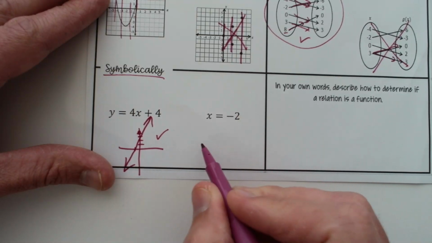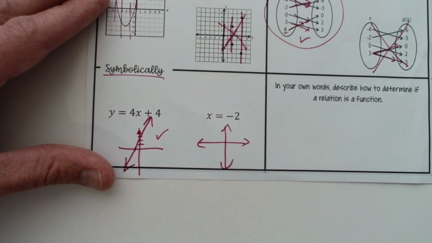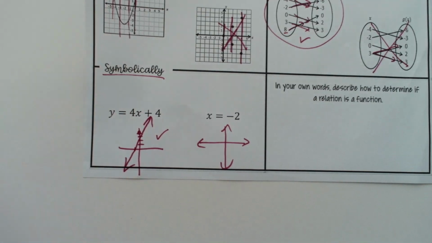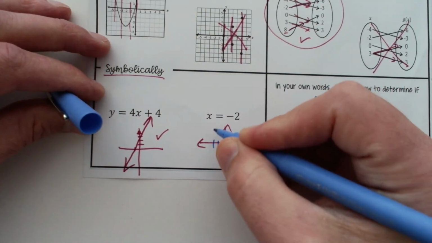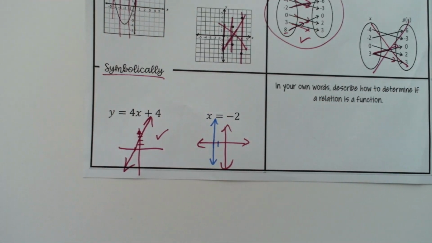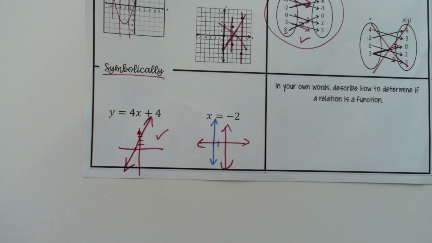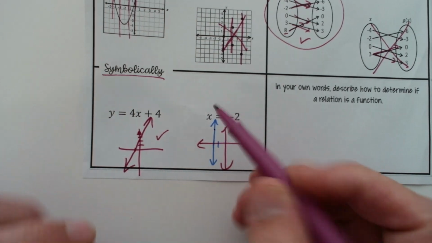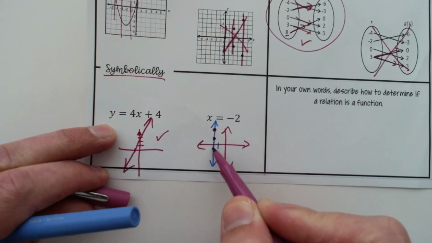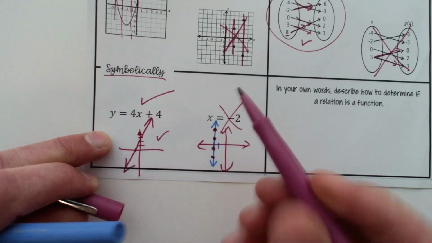Here, you can type this into Desmos, and what it will give you, let me go ahead and switch pens so that way it's a little easier to see, is a vertical line at -2. So because of that vertical line at -2, this is not a function because it does not pass the vertical line test, because at x equals -2, you have all of these points here, here, here, here. So this fails. This does not work. That works.